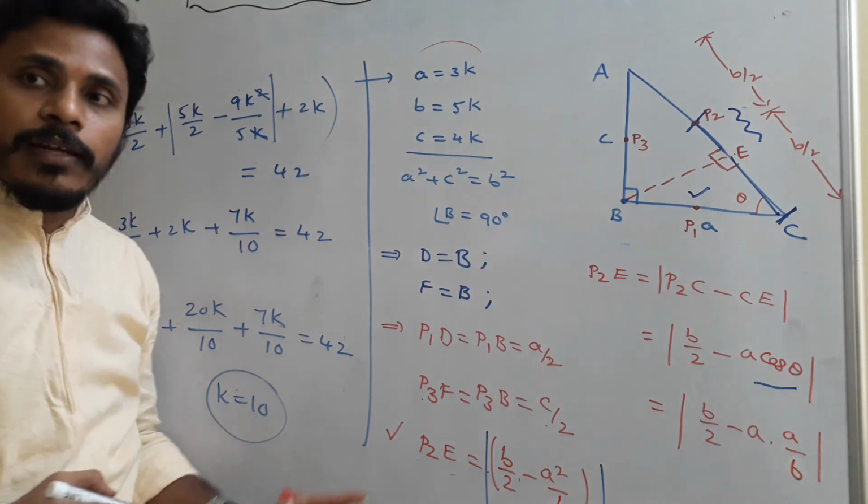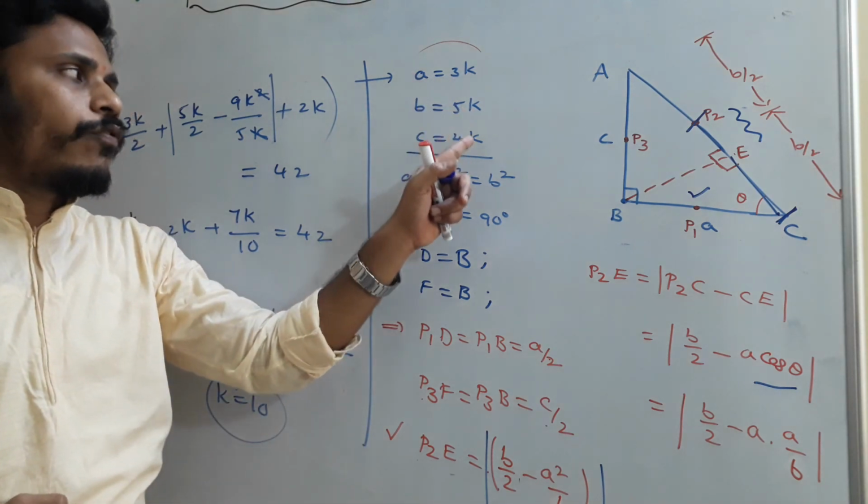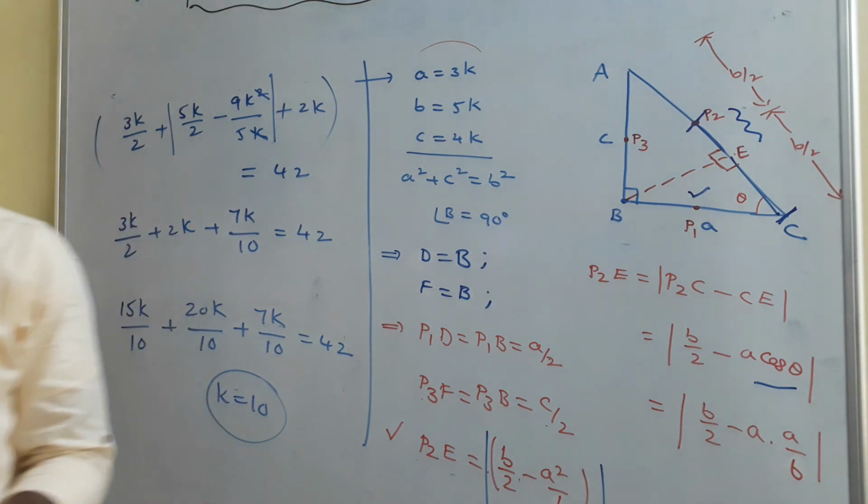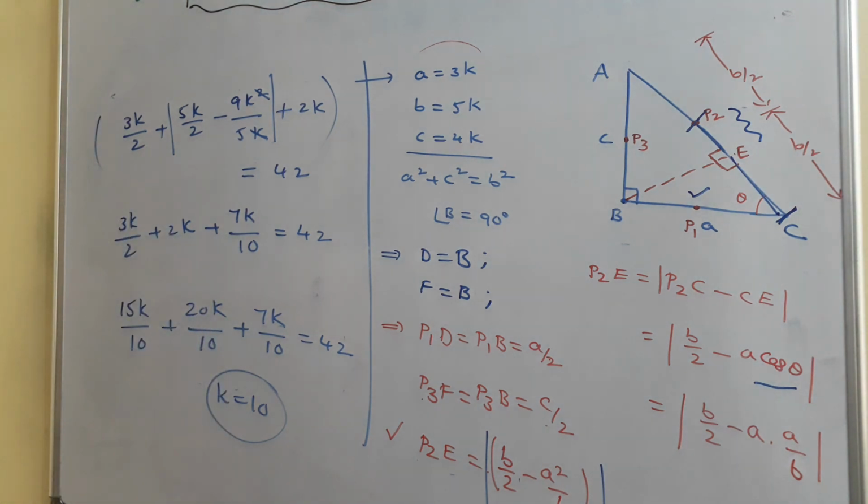Since K is 10, A is 30, B is 50, C is 40, A plus B plus C we will find. Okay. Just have a look. Very simple, but the problem needs a good analysis. Okay. Have a look.